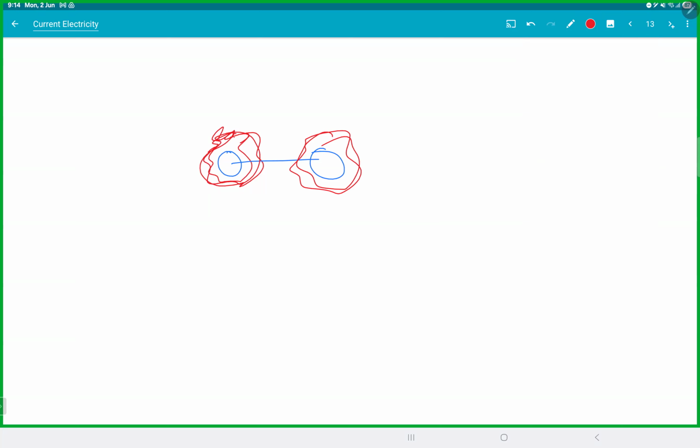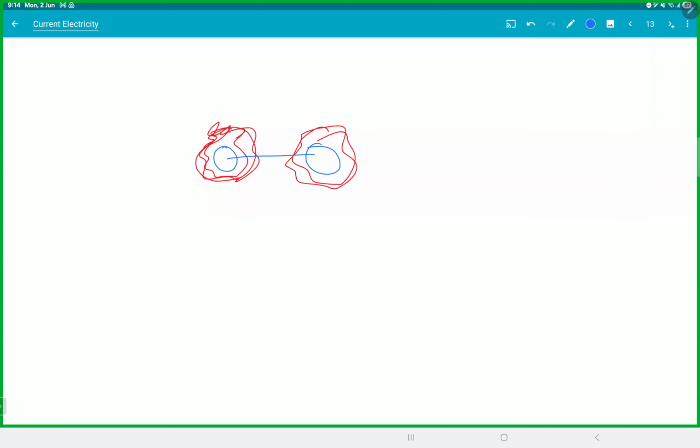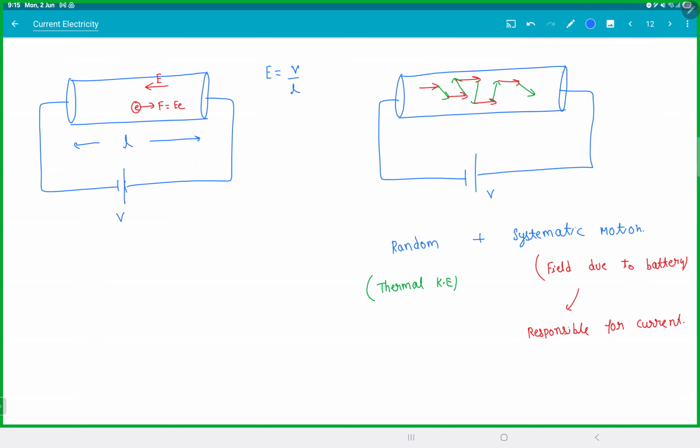End of the day, the speed of the person, or the average velocity of the person, is the speed of the procession only. If the procession goes 1 kilometer in 1 hour, his average speed is also 1 kilometer per hour, no matter how fast he is actually running around. So something like that. We have a systematic motion and a random motion, but the systematic one is the main guy who actually pushes through.